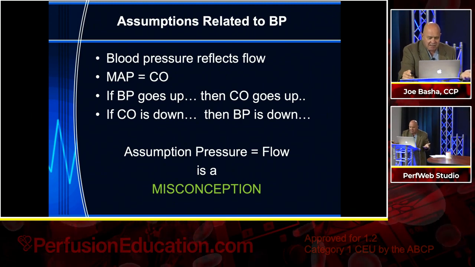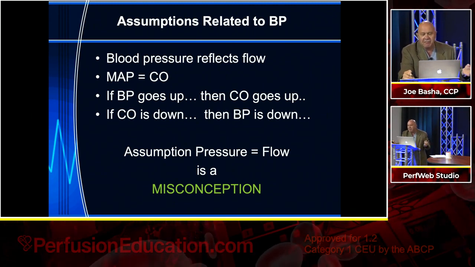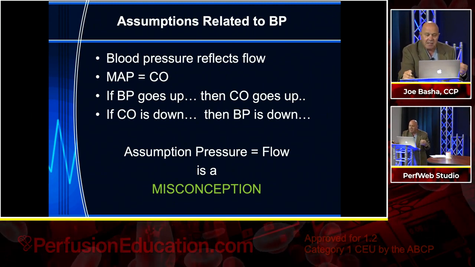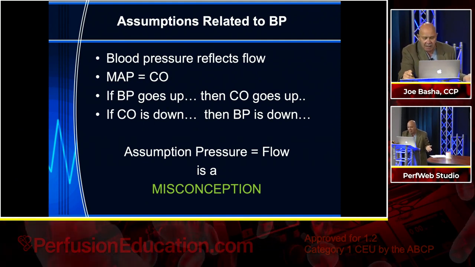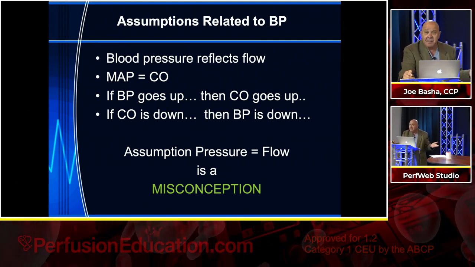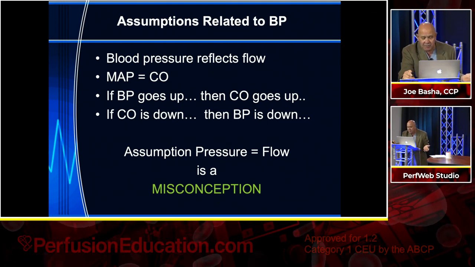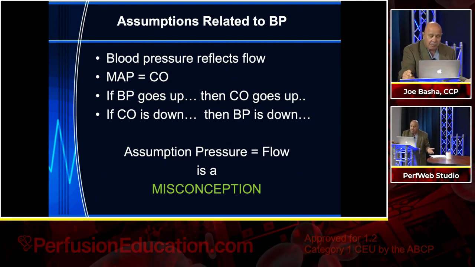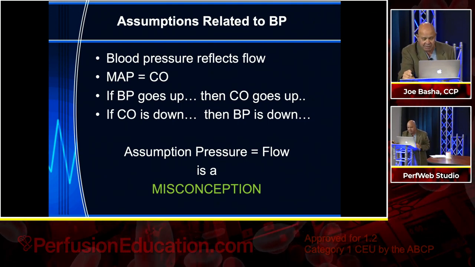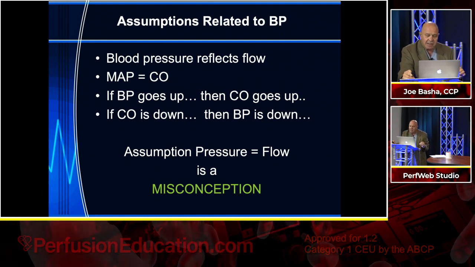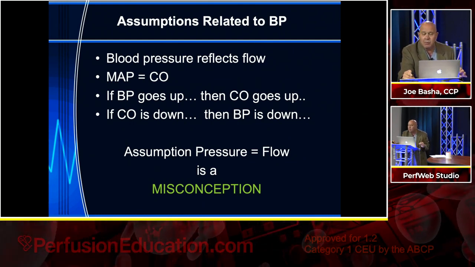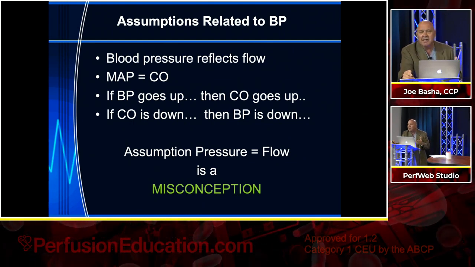So there are several assumptions, okay? Blood pressure reflects flow. Mean arterial pressure equals cardiac output. If the BP goes up, then the cardiac output goes up. If the cardiac output is down, then the blood pressure is down. So the assumption here is that pressure equals flow, and clearly it's wrong.